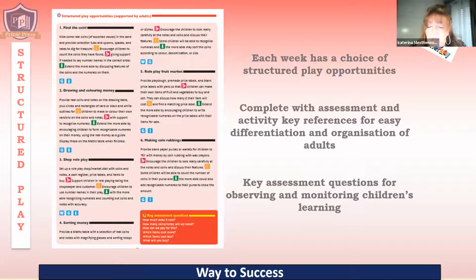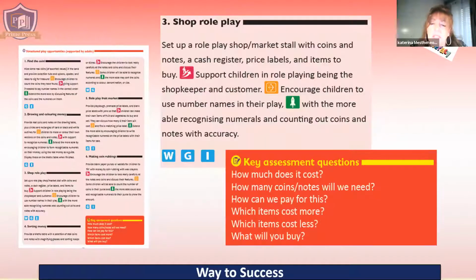And on the next page, I've got this slightly bigger for you to see. So the key assessment questions here: how much does it cost? How many coins or notes will we need? How can we pay for this? Which items cost more? Which items cost less? What will you buy? And there is an activity here, an example of one of the structured play opportunities, which is shopping in a market stall or a shop.